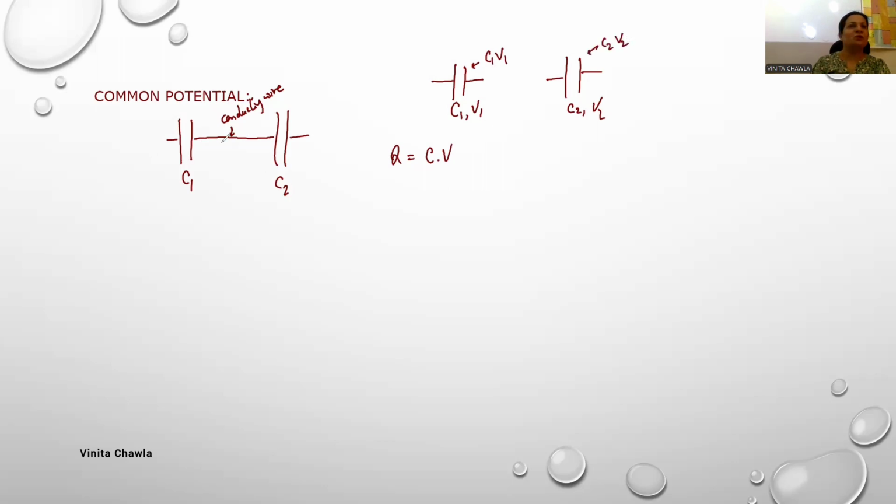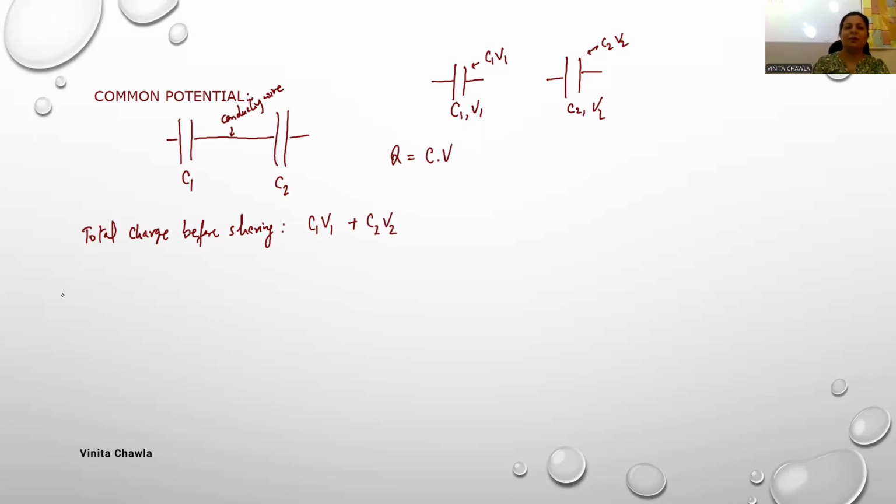Now we have connected these two capacitors through a conducting wire. Now charge will flow from the capacitor which is at higher potential to the capacitor which is at lower potential. So what is the total charge before sharing? Initially, if we consider these two capacitors disconnected, then the charge on capacitor 1 is C1 V1 plus the charge on capacitor 2 is C2 V2.